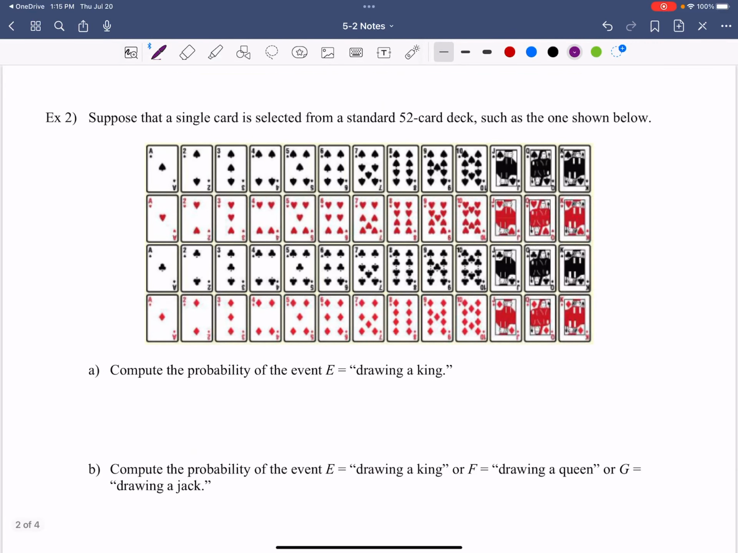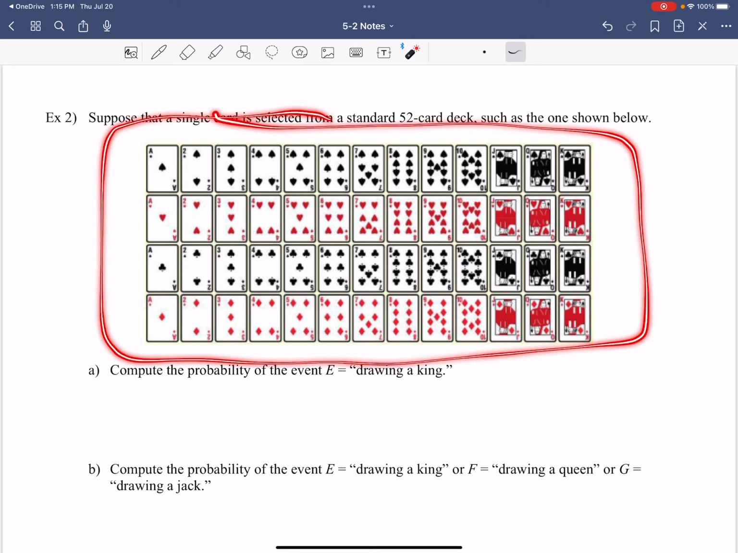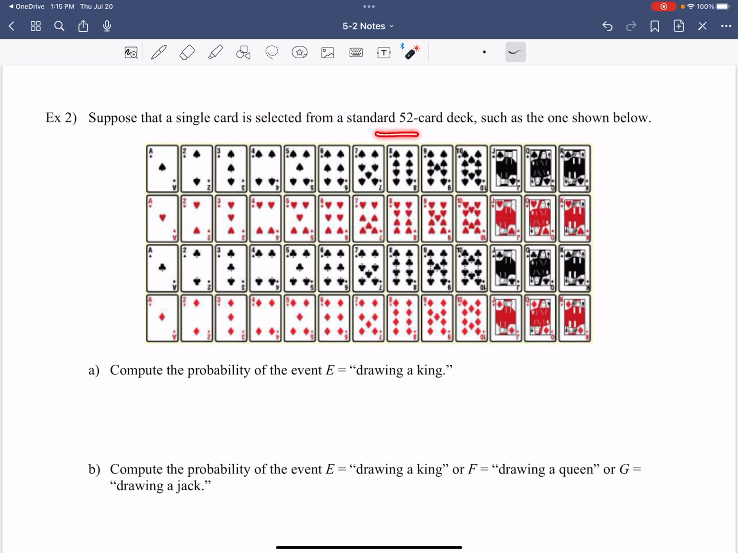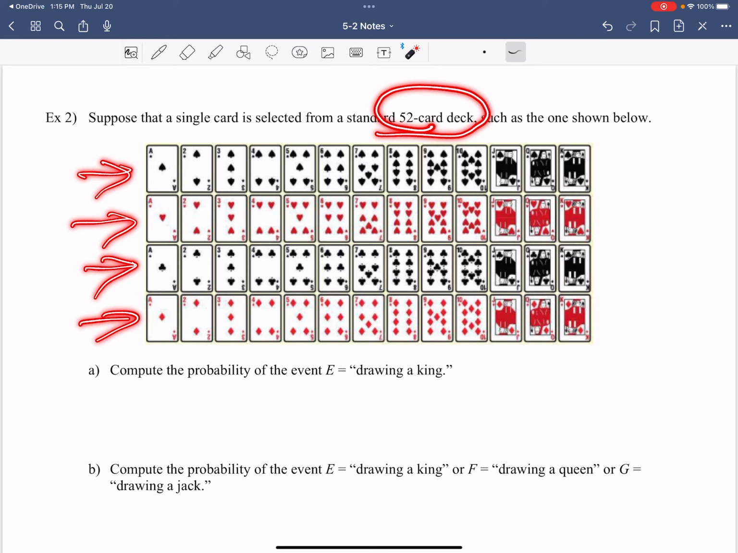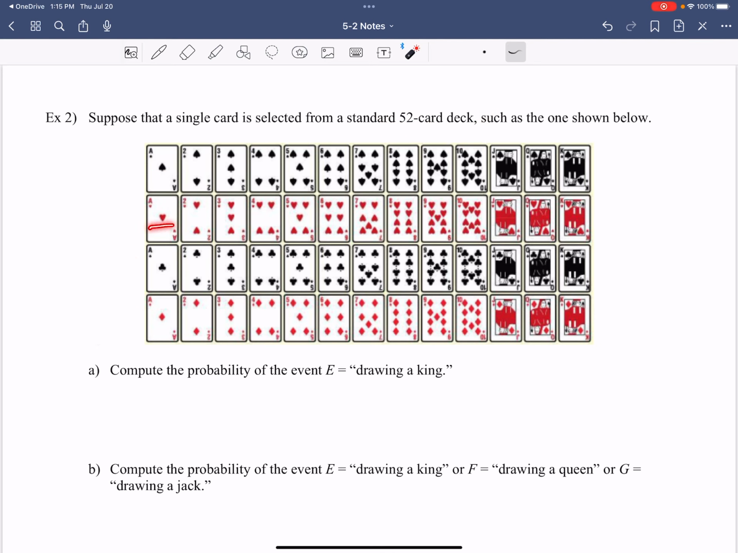Okay. Let's do this. Suppose that a single card is selected from a standard 52-card deck, such as the one shown below. I've done this class for a while now, and I didn't realize at first that not everybody knows what playing cards look like. So there are 52 cards in a deck. There are 4 suits: spades, hearts, clubs, and diamonds.